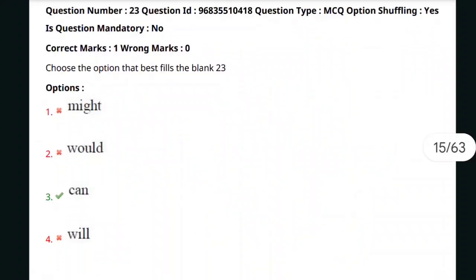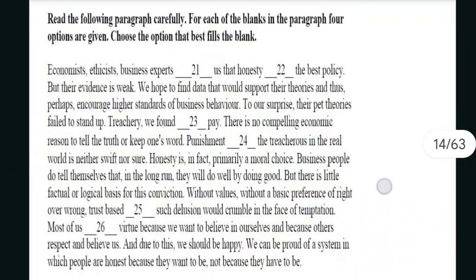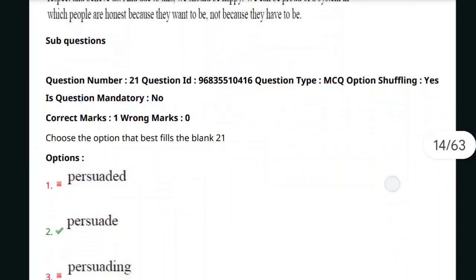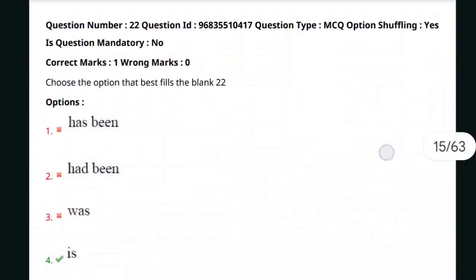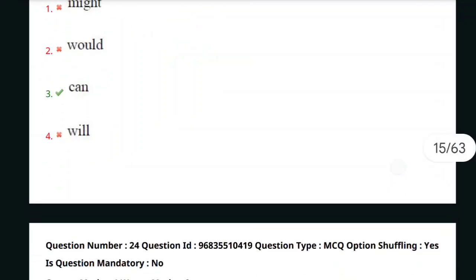Let's move towards the 23rd question. Choose the option that fills the blank. 23. Might, would, can, will. Let's look at the blank. Treachery, we found, can pay. So treachery is not going to, it is a sin. So that's why treachery can pay. So the correct option here is can.